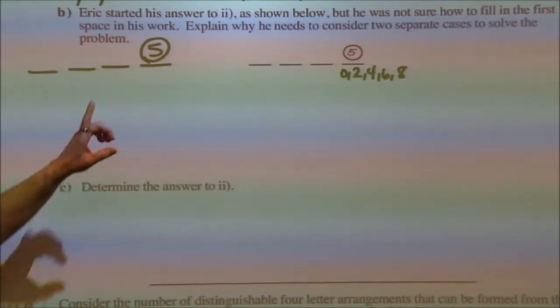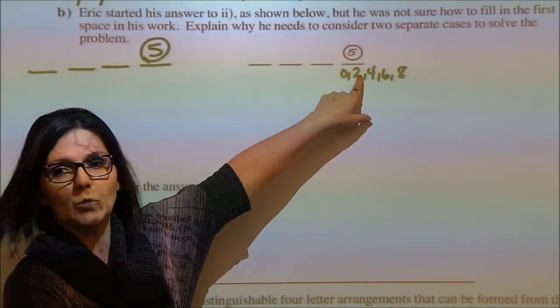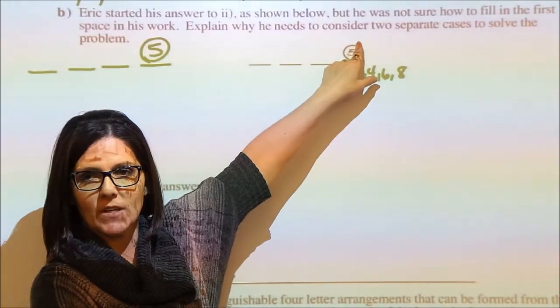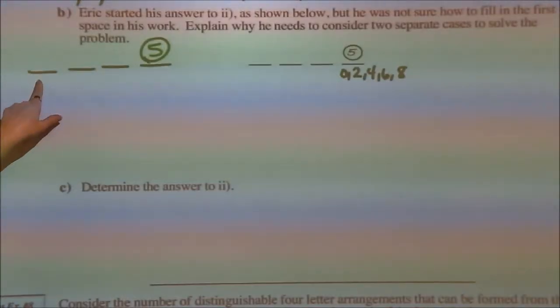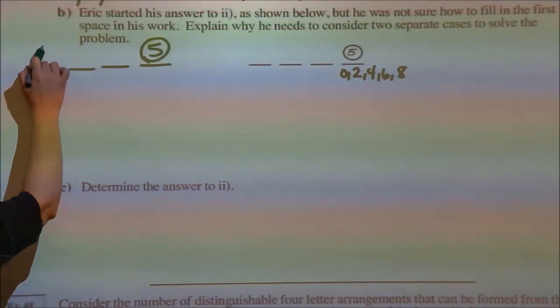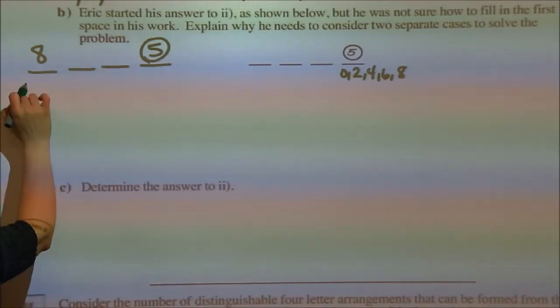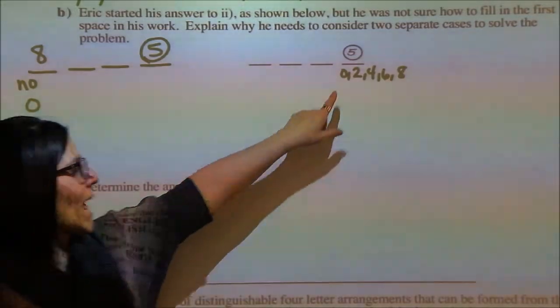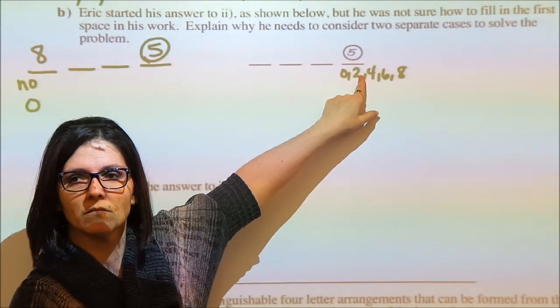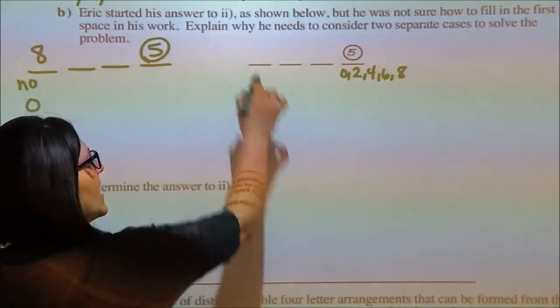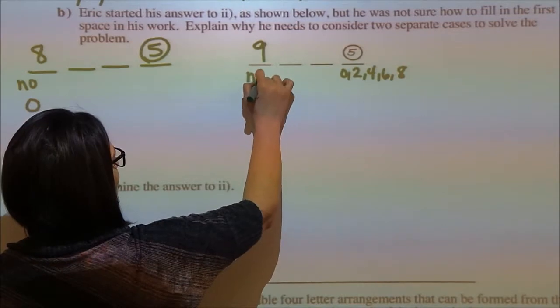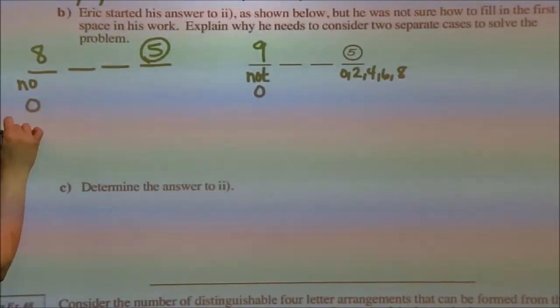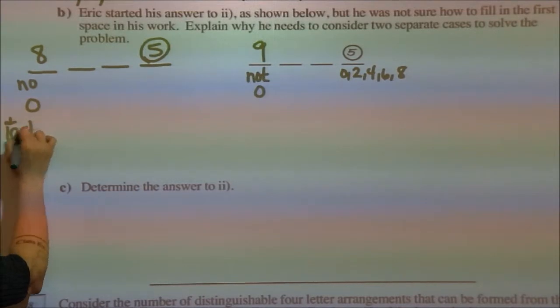So for example, what happens if he picks a 2? He has 5 choices there. What happens in the first spot? How many choices does he have in the first spot now? Only 8. Why? Because he can't have the 2 again, and he can't have the 0. But what happens if he picked the 0 here? Then he can still have 9 choices. There are my 2 circumstances. So this is just not the 0. This is no 0 in the first and the last as well.